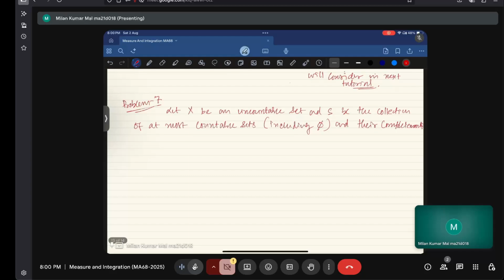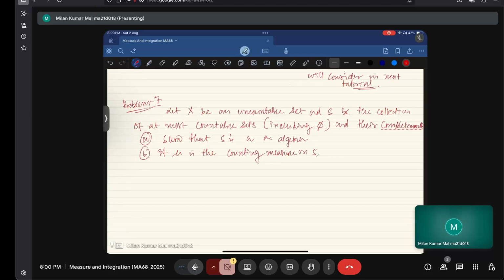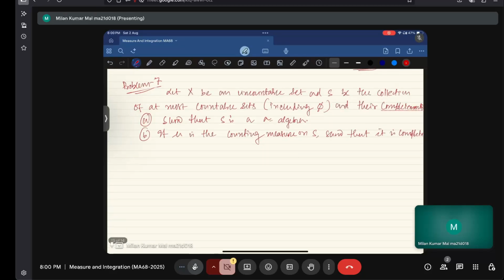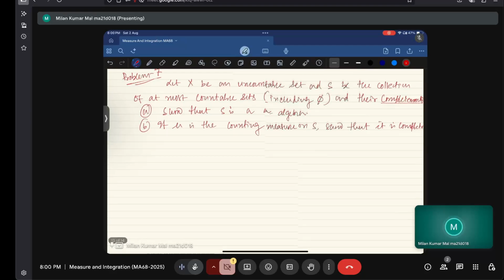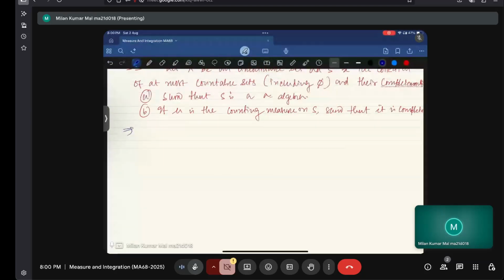First question, show that S is a sigma algebra. Second question, if mu is the counting measure on S, show that it is complete. I will recall the definition of complete later. First of all, I will do these two, and after that we'll consider the later one. So first of all, that S is a sigma algebra.